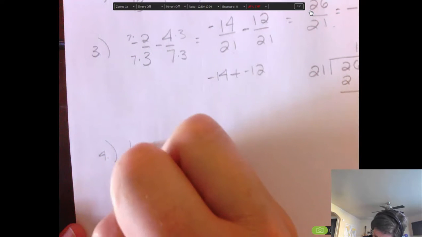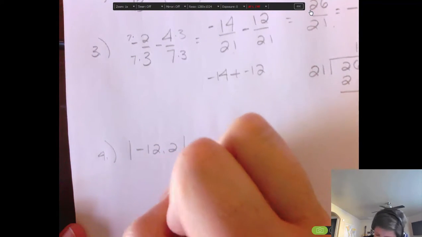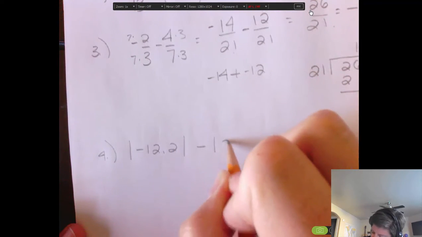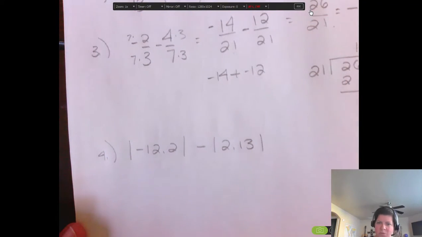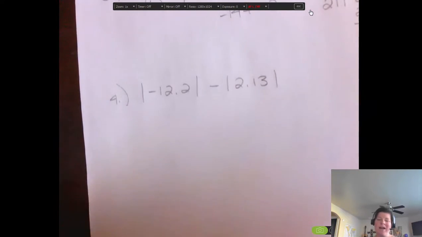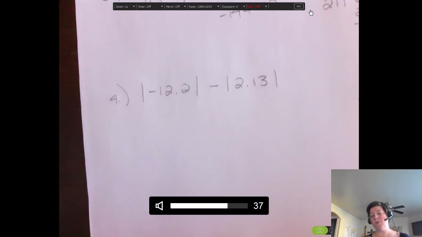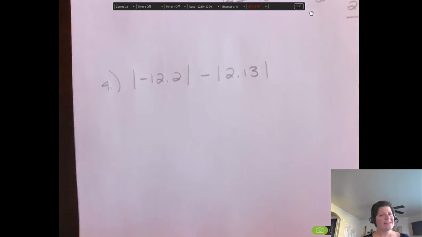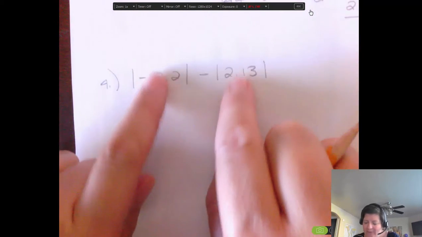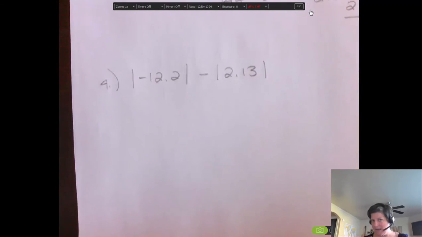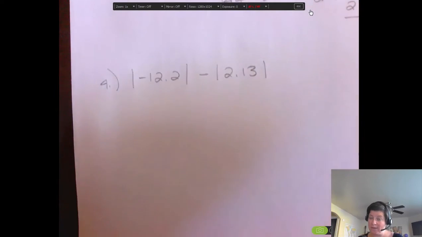What if I have negative 12.2, so a decimal, and I'm throwing in that idea of the absolute value as well? The reason why is because sometimes when we see absolute values, we automatically assume the answer should be positive. That's not true. Well, the answer is positive out of the absolute value, but the final answer may not be. So let's look at this one and break it up.